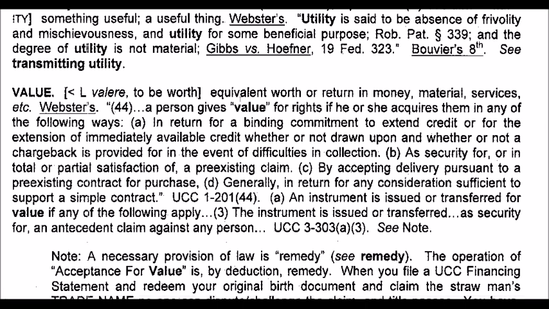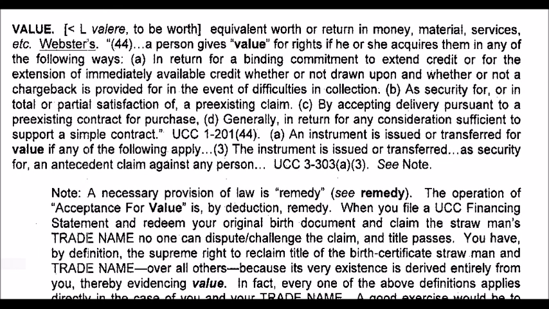A person gives value for rights if he or she acquires them in any of the following ways. A. In return for a binding commitment to extend credit or for the extension of immediately available credit, whether or not drawn upon, and whether or not a chargeback is provided for in the event of difficulties in collection. B. As security for or in total or partial satisfaction of a pre-existing claim. C. By accepting delivery pursuant to a pre-existing contract for purchase. D. Generally in return for any consideration sufficient to support a simple contract.